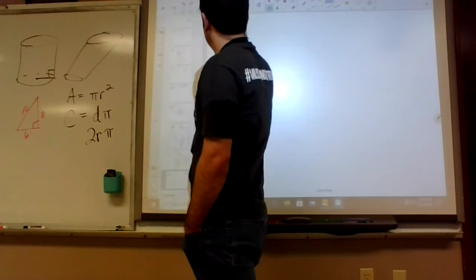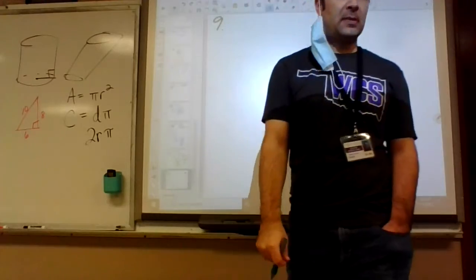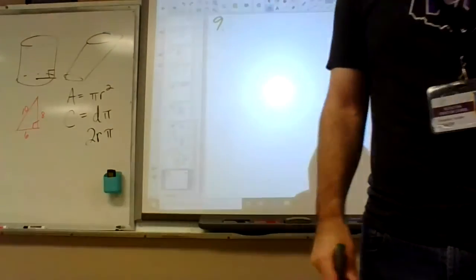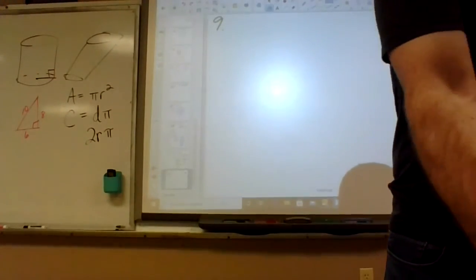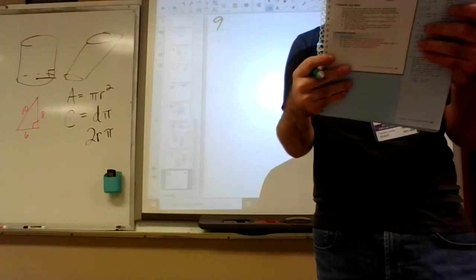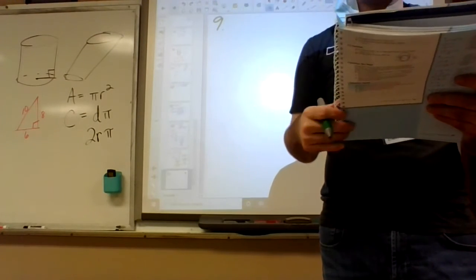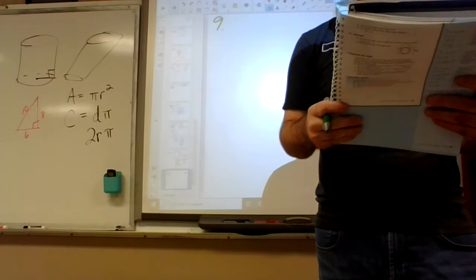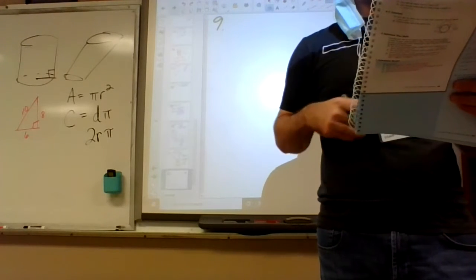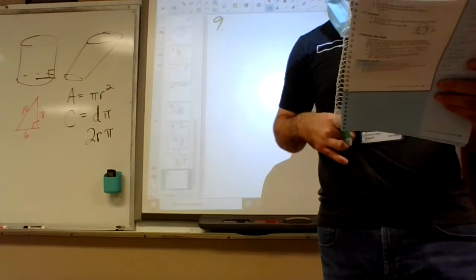Okay, number 9. Number 9 says the local water tower is a right circular cylinder. The right just means it's sticking straight up like a normal structure. Right circular cylinder standing 21 meters high and having a radius of 7.